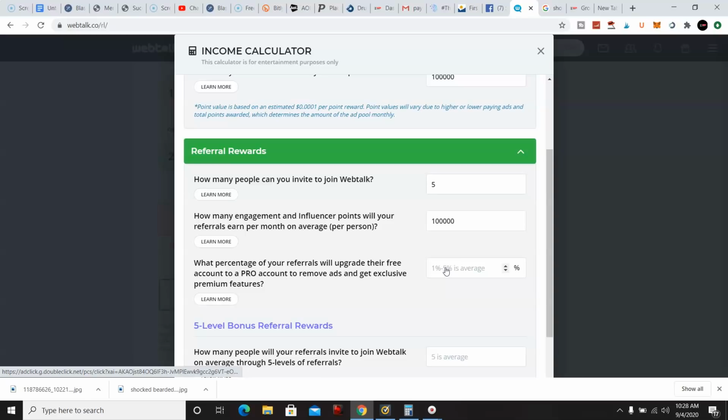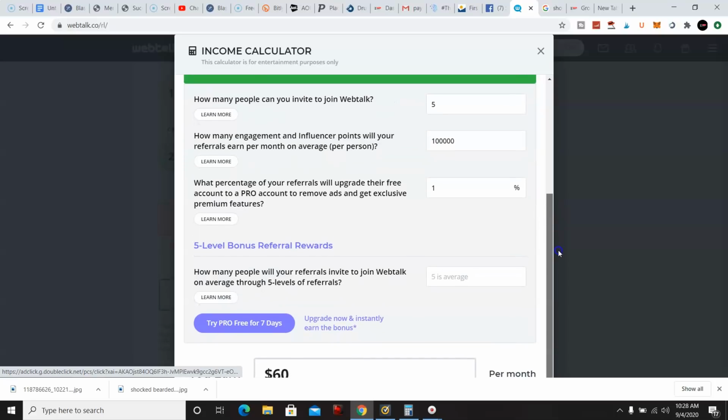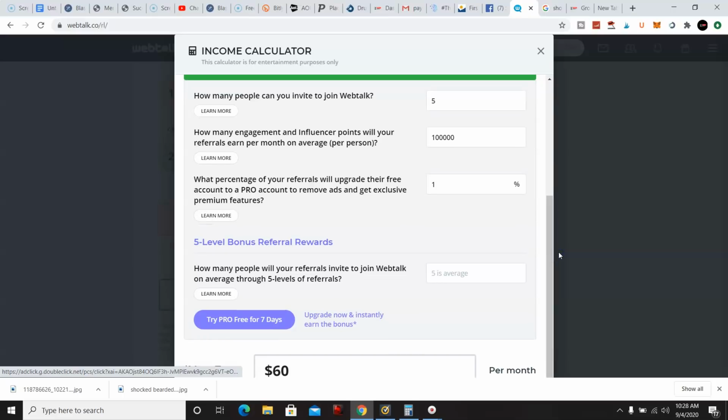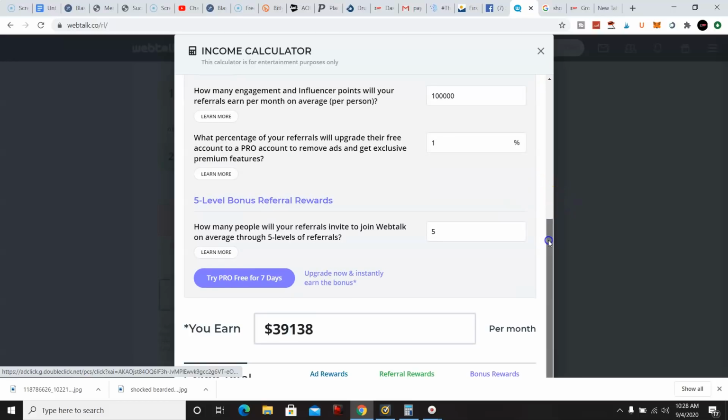And then at what percentage of your referrals will upgrade? Say only 1% of that 5 upgrade. And then how many people will your referrals invite? Say you have a lot of people that share it with their family and friends on Facebook, say 20 people. So the 5 people referred 5 people, and that's $39,138 per month with this program.